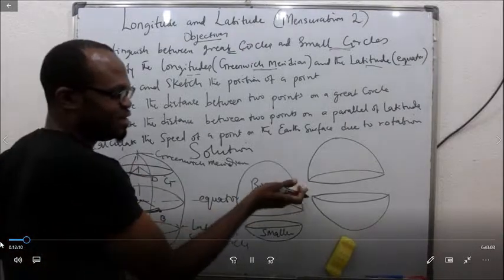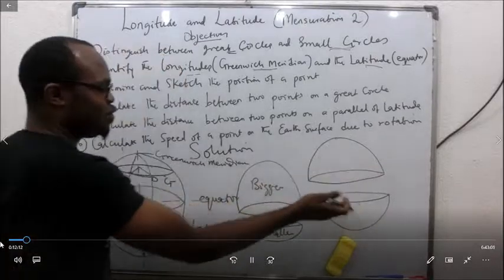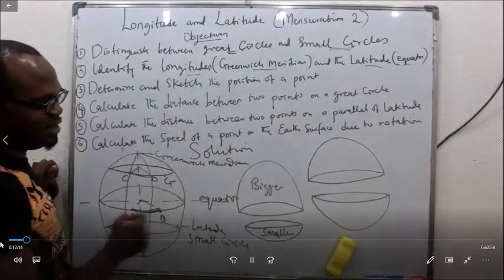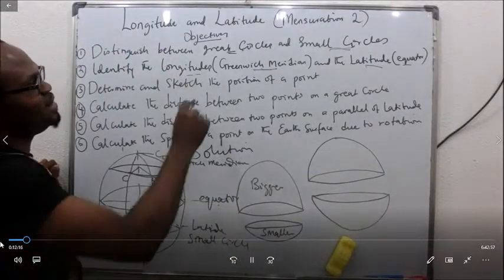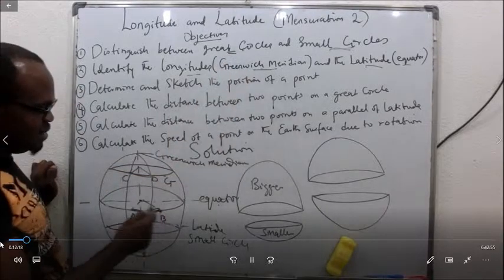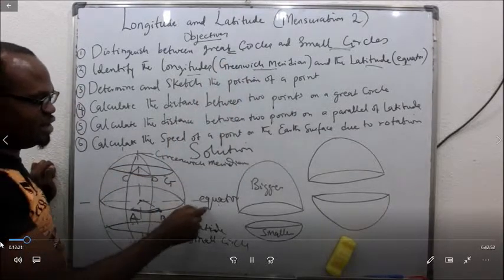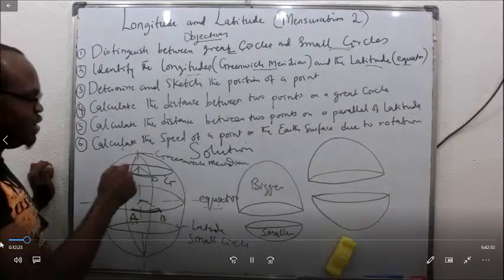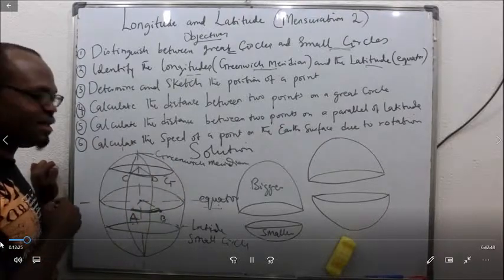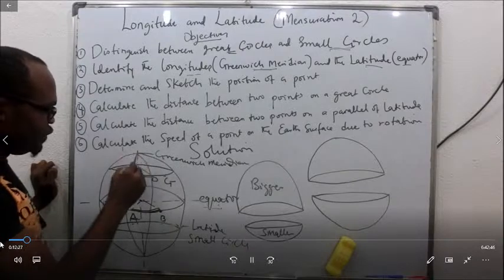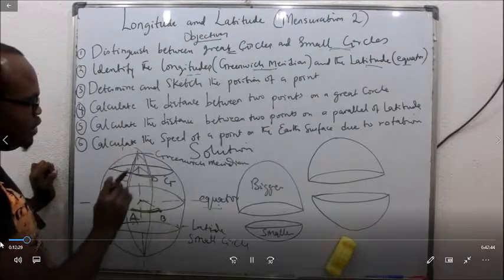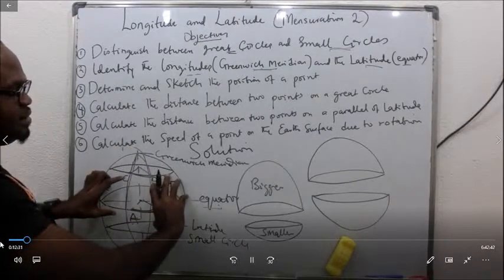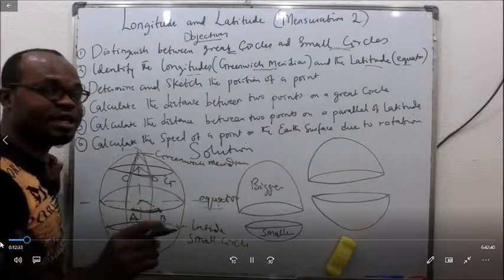But the one through which when you cut, you can get two equal parts, like the equator, is a great circle. So the latitude that is a great circle is the equator, whereas most of the longitudes are great circles. Because if you cut the Earth through this point, you're going to get two equal halves. So the Greenwich meridian is a great circle.